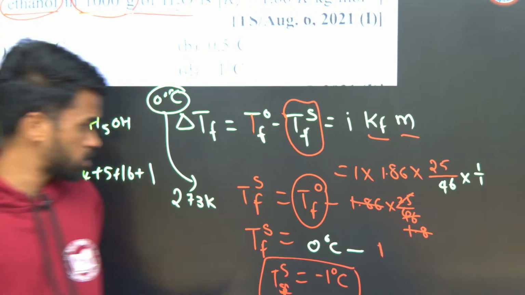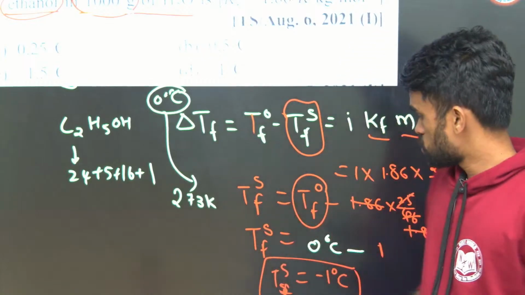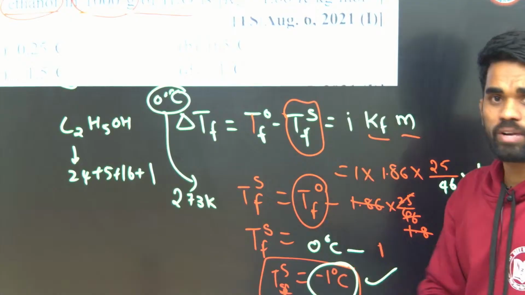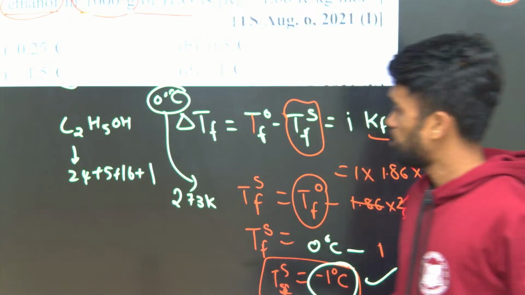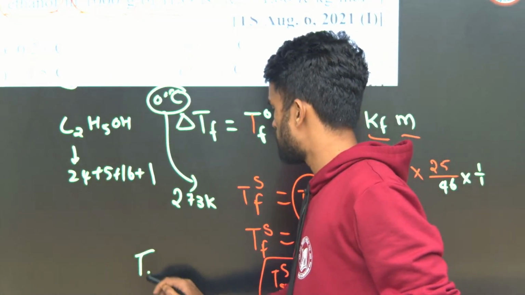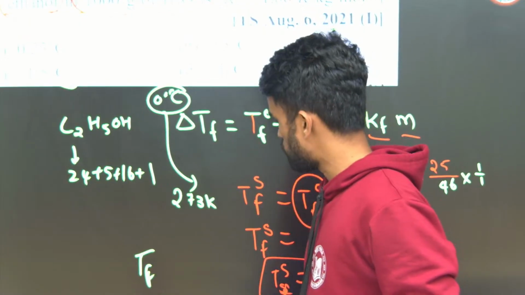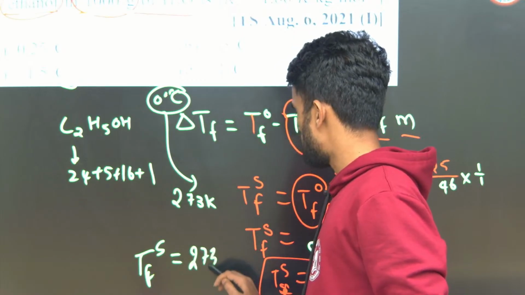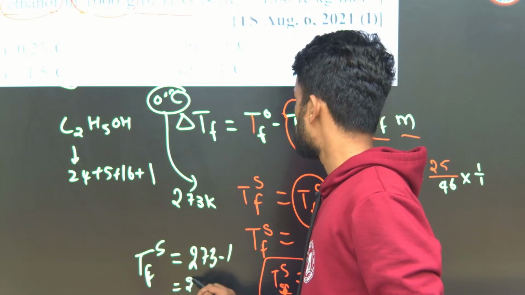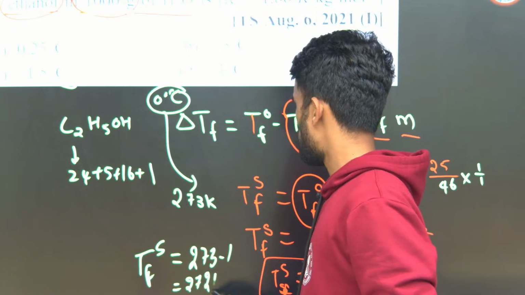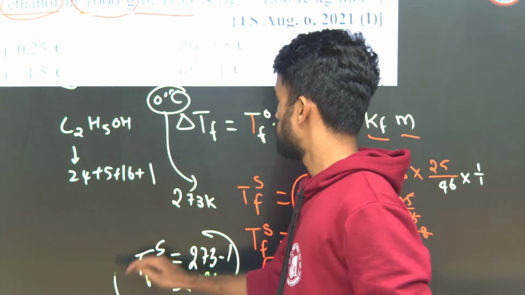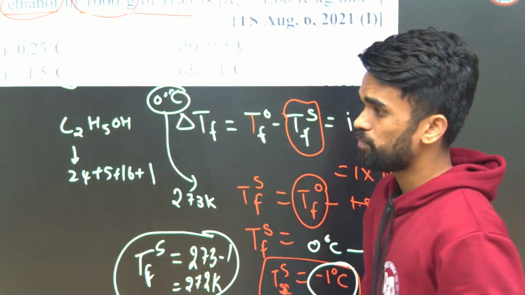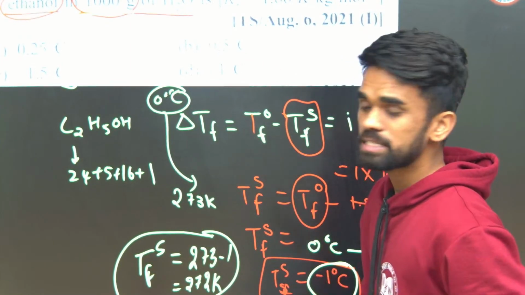Right. I hope this question is clear, everything is clear. So if the freezing point of solution is given in terms of Celsius, minus 1 will be your answer for this question. But if they ask in Kelvin, what will be your answer? Tfs will be equal to 273 minus 1, that is 272 Kelvin you should say. This should be our answer in terms of the Kelvin scale. But here it is given in degrees Celsius, so the fourth option will be your perfect answer for the question. Hope everything is clear.